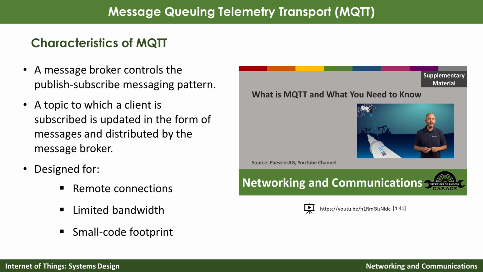There are a few characteristics of MQTT. The message broker controls the publish-subscribe pattern. Topics are used to annotate data items as well as to express interest. And it is designed for remote connections, low bandwidth, and small code footprint, because to send an MQTT message, you only need a very small amount of computation on the sensor side. To understand how MQTT works better, please now go and watch the video I have put here.